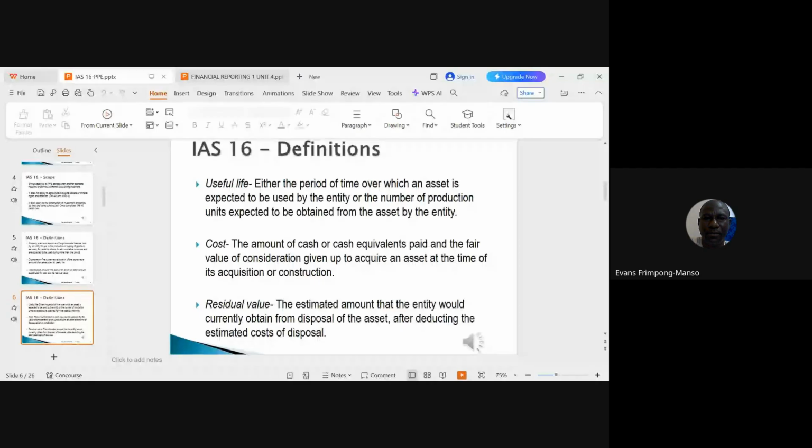Then we have residual value. When I say residue, that's the remainder.